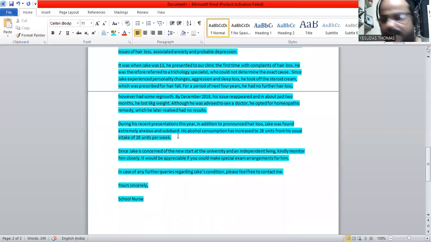During his recent presentation this year, in 2019, starting from February, in addition to pronounced hair fall, Jake was found extremely anxious and subdued. He was mentally down. He was anxious. And he had pronounced hair loss. His alcohol consumption has increased to 28 units from his usual intake of 20 units per week. So alcohol consumption also has increased by 8 units.